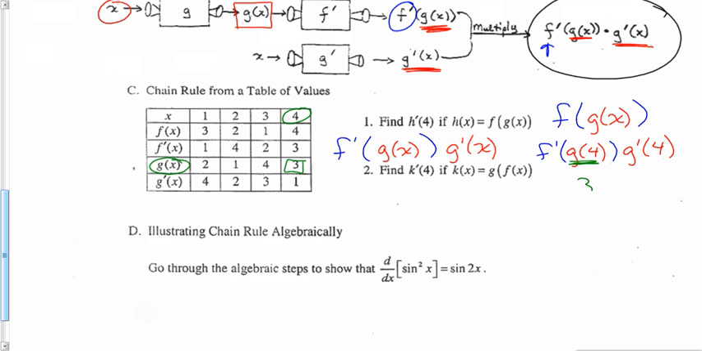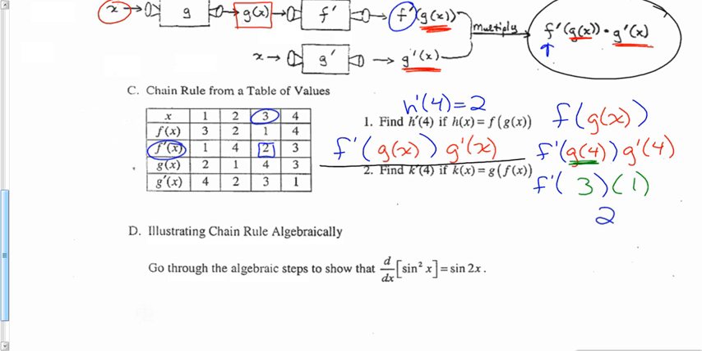So I'm going to plug in a 3 right there. And now I'm going to have f prime of 3. Let's go ahead and find g prime of 4. So g prime of 4, I'm looking at g prime, and I want when x is 4, and that value is 1 times 1. So now I just need to evaluate f prime of 3. So I look at my table of values, I look at f prime, I want when x is 3, and that value is 2. So I would write h prime of 4 is equal to 2.